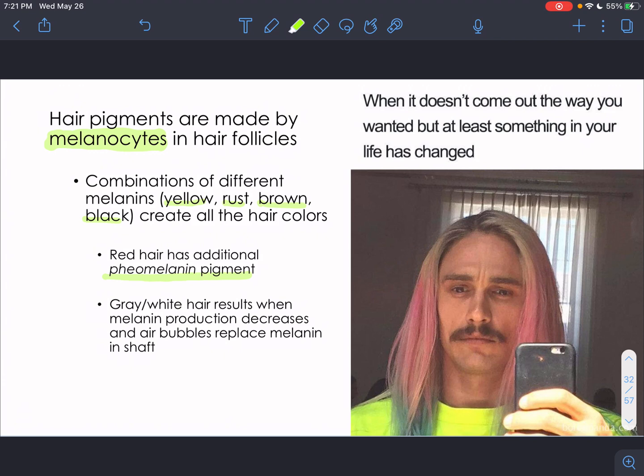And gray or white hair results when the melanin production decreases, and instead of having that pigment in the shaft, you actually end up with air bubbles in the shaft, which is kind of cool. So it's kind of just the lack of pigments from the melanocytes that's producing the gray or white hair. Obviously, hair that's pink or green or whatever is just dyed, and you're adding artificial pigment into your hair shaft. So that's not natural.